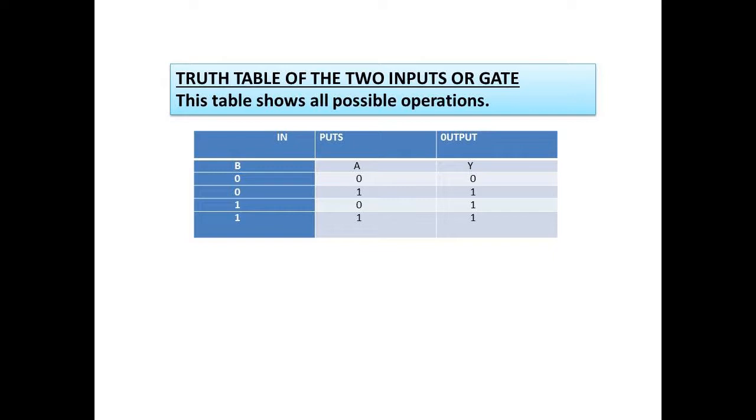Truth table of the two inputs OR gate. This table shows all possible operations. Inputs B A, output Y. Inputs 0 0, output 0. Inputs 0 1, output 1. Inputs 1 0, output 1. Inputs 1 1, output 1.